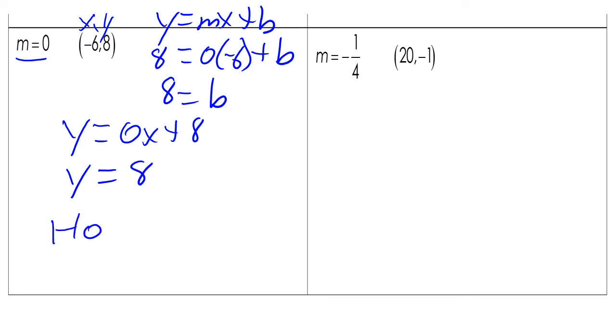That means it is a horizontal line, or an HOY line, when I only have y.